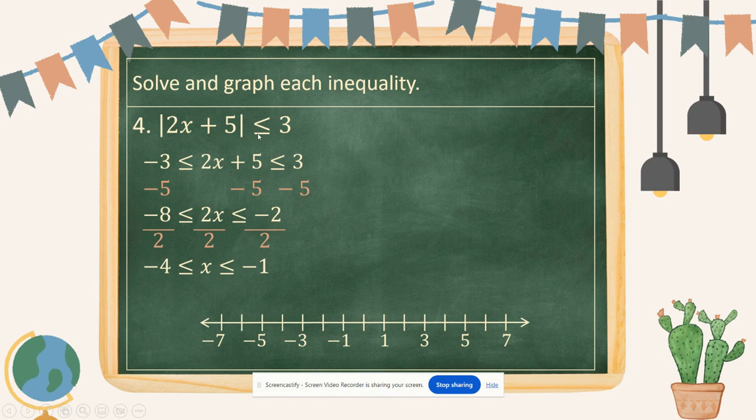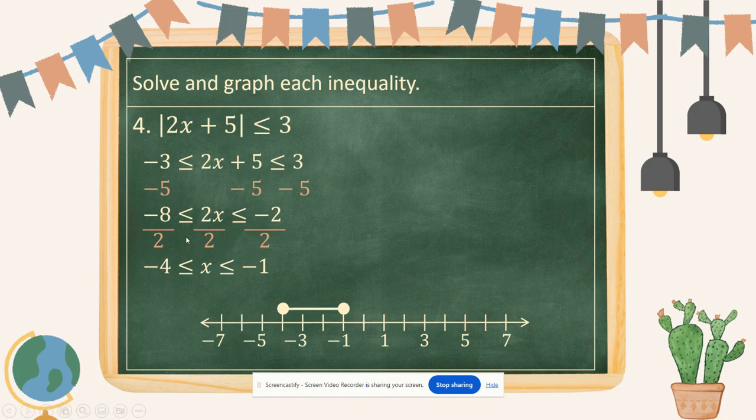Remember, less than or equal to, they graph like and inequalities, which means they're going to go together. So we want all the values between negative 4 and negative 1. So I'm going to have my closed circles because it's less than or equal to at negative 4 and negative 1. And I just want the values in between it. So I'm just going to connect the dots.